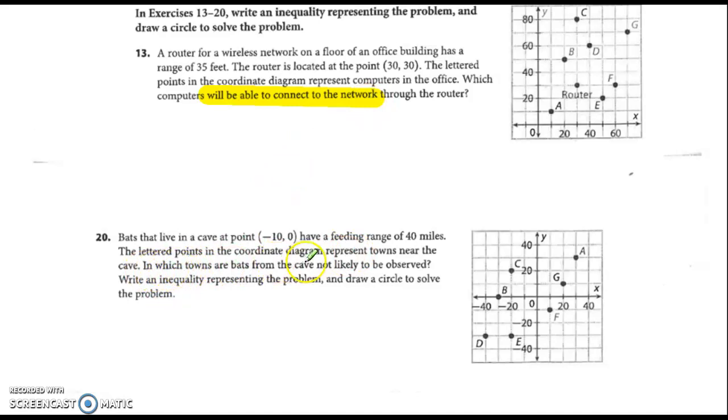Let's look at number 20. It says, in which towns are bats from the cave not likely to be observed? So we have a cave at point (-10, 0), and we have a feeding range of 40 miles. This is different. This isn't what's within. It's which ones are outside, correct? Yes. So a little different. So we're going to want to choose points where it is. I feel like 13 is just like what we did on the 2 9s, right? Okay, so let's just move on down to number 20.